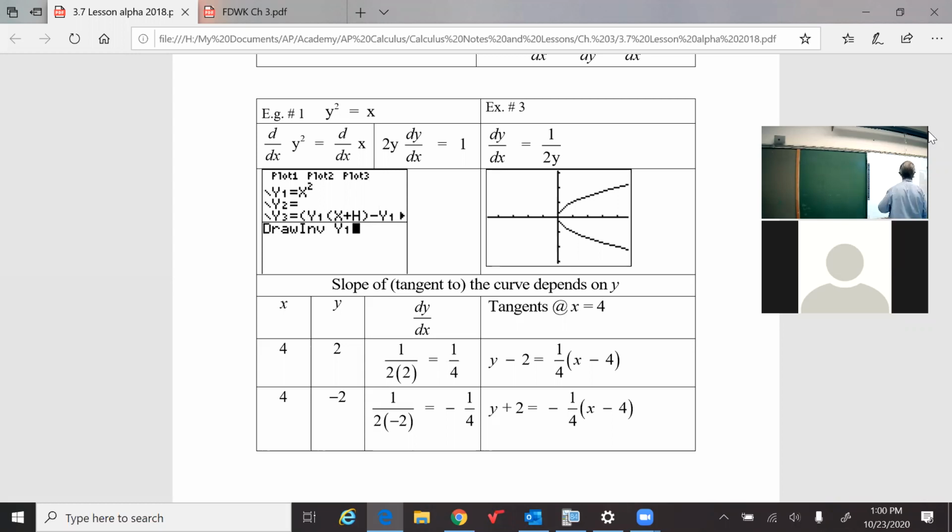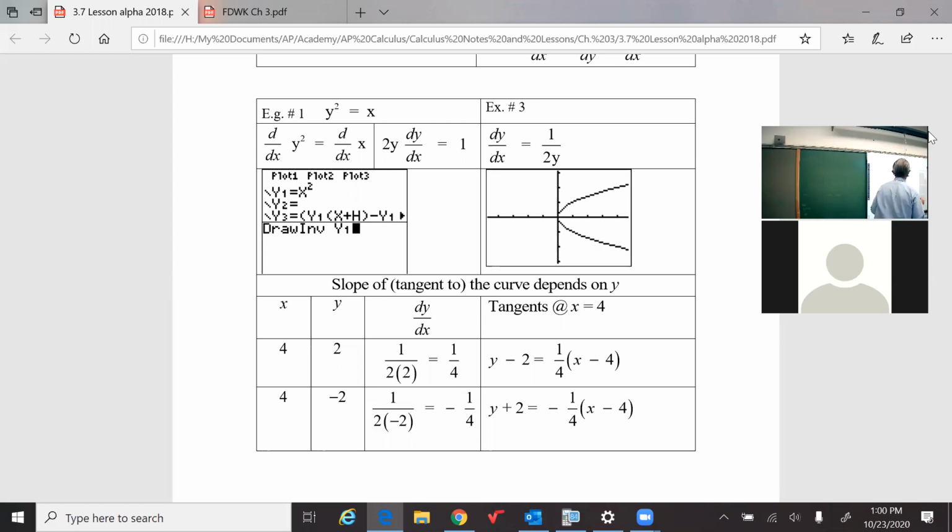Well, first off, I drew the picture. How did I draw it? I wrote y equals x squared, didn't turn it on, and asked the calculator to draw the inverse. Because the inverse function means x goes to y goes to x, and that's what this picture is in your book. So the equation is y squared equals x, and I want to take the derivative of both sides.